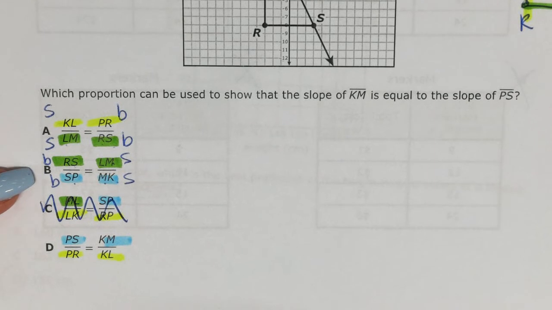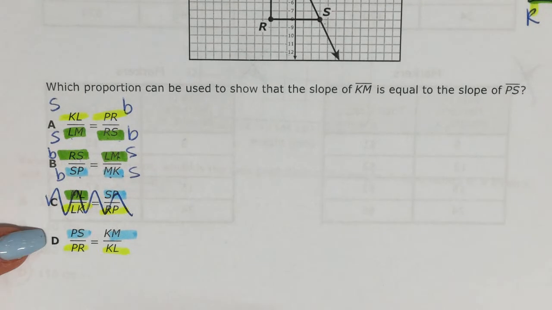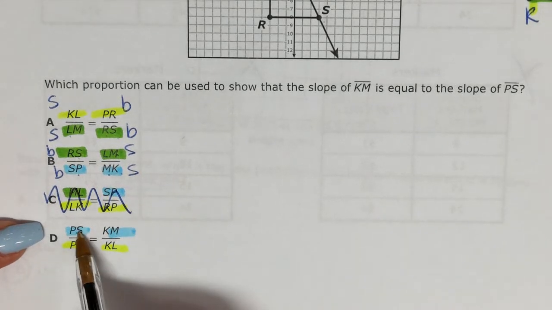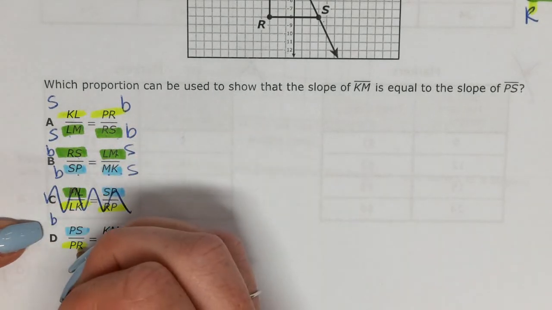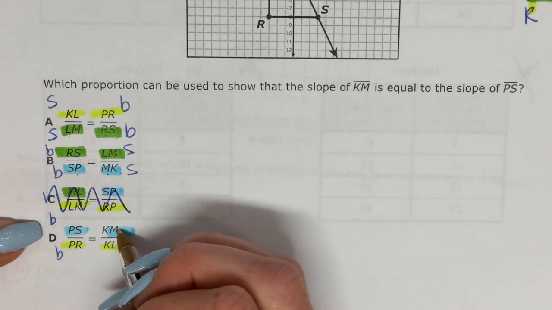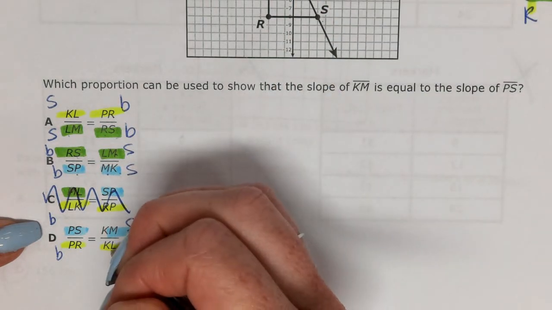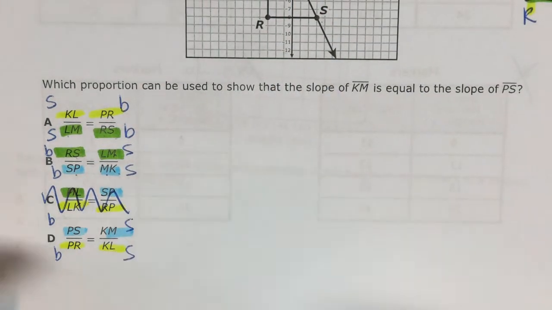They really messed y'all up with this question. If y'all missed this, I'm not even mad at you. All right, PS came from big. PR came from big. KM came from small, and KL came from small. So all of them look correct, yes?